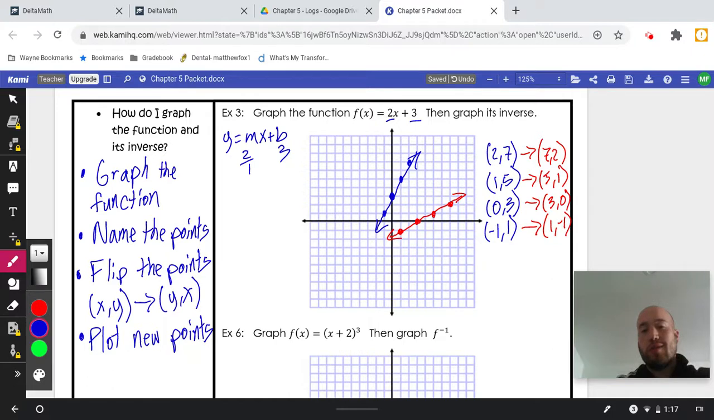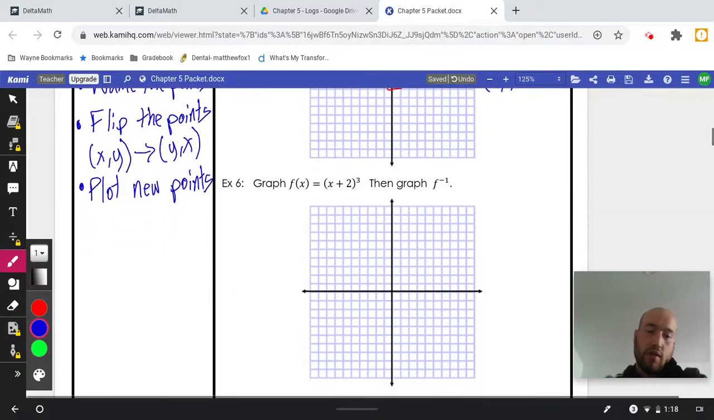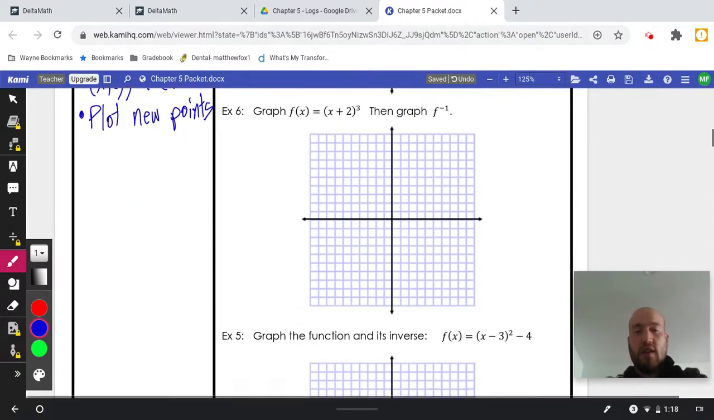Now, since you probably don't have colors, if you want to make it a little nicer, you could put an f of x here and f of -1 of x, which symbolizes the inverse. Those are nice labels, not required, but they might make it a little more clear. Now we've got a couple more.